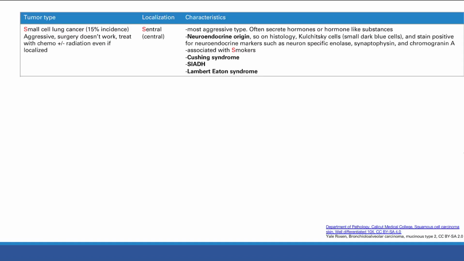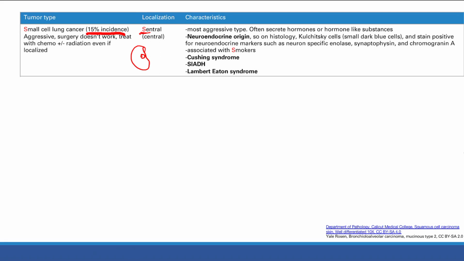Okay. Now we're going to look in depth at the lung cancers by histological type. Let's look at small cell lung cancers first. These are 15% of all lung cancers. These are aggressive, and surgery doesn't work for these patients. Even if they have a localized tumor, you need to give them chemo plus or minus radiation. Even if the tumor is very nice, very localized, you think you can cut it out, you don't do that. You give them chemo.